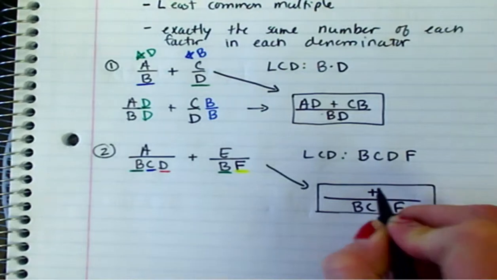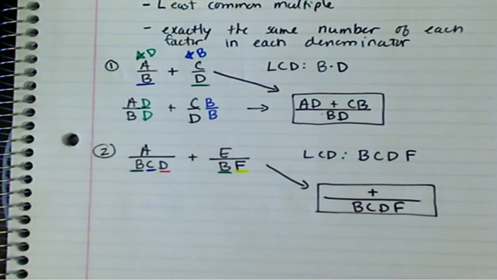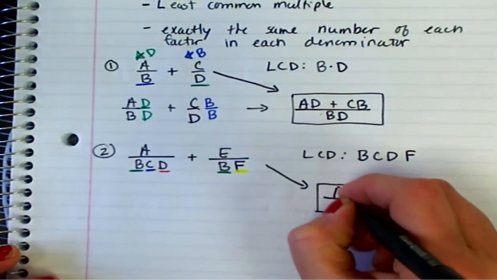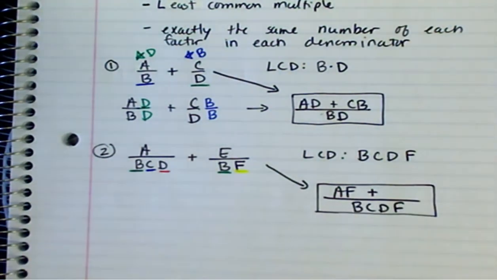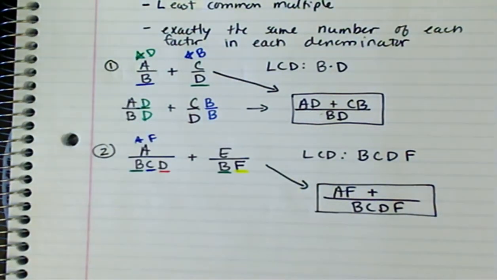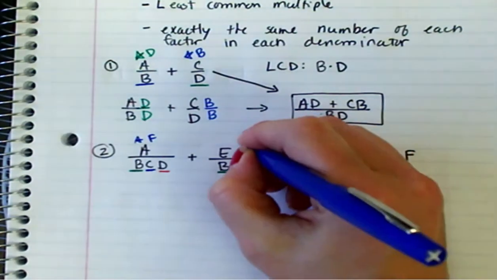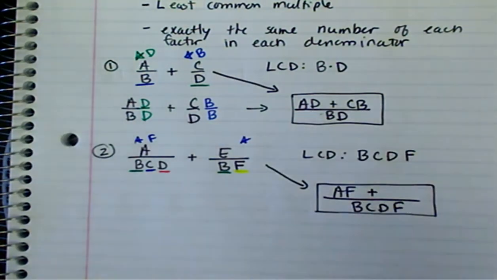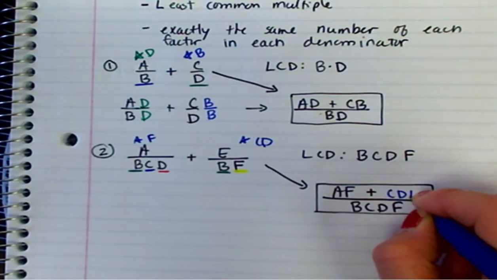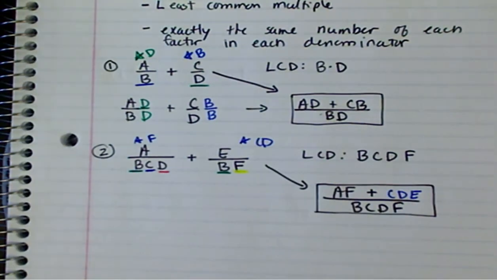I got a plus. You're only swapping the parts that are not the same. AF, yep, so we got AF. Over here, I got to multiply by F because that's the part that's missing. What do I have to do over here? CD. Only CD. What am I missing from the common denominator? C, D, E. Alphabetical order is an easy way to write it.